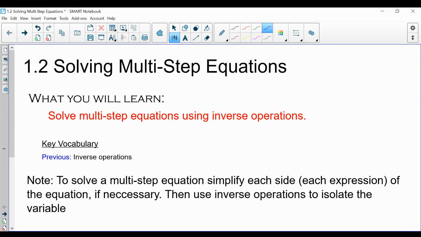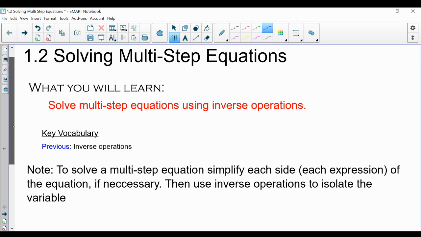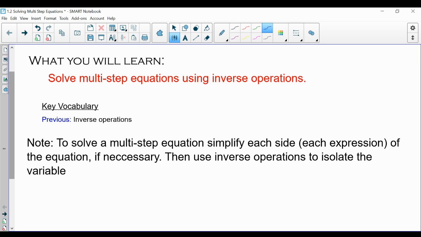Hi, my friends. This is 1.2 lesson, solving multiple step equations. So this lesson is going to be pretty easy. I just want you to learn how to solve a multiple step equation by using inverse operation. Hopefully by now you understand what inverse operation is. It's just taking the opposite of what you have to get rid of it on that side.